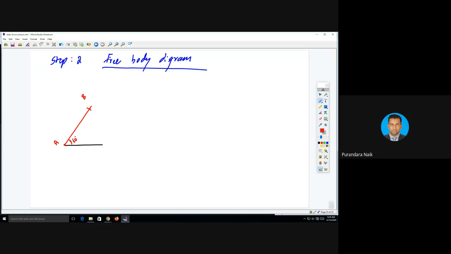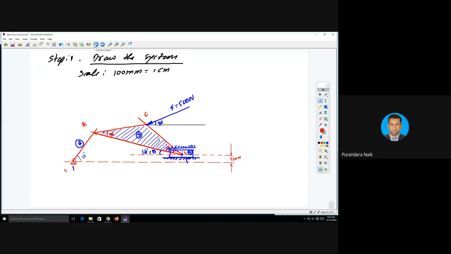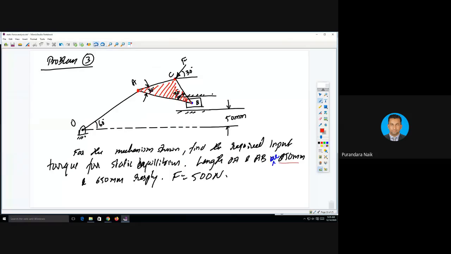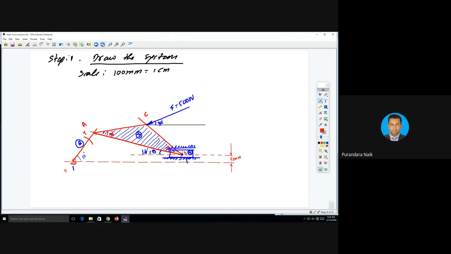Now, what are all the forces acting on this link? We need to find out the torque on the crank. It is not given in the problem clearly, but torque will be applied on the crank only always. It asks you to find the required input torque. Input torque means it is on OA. Torque that I have mentioned here, torque T.